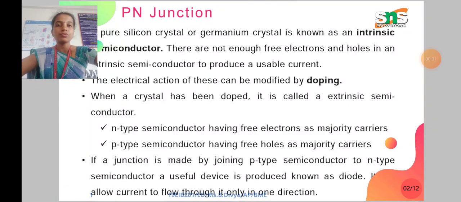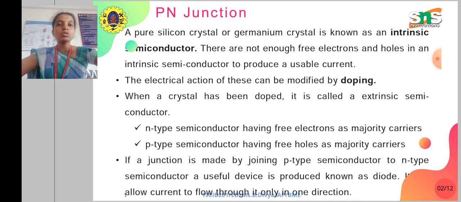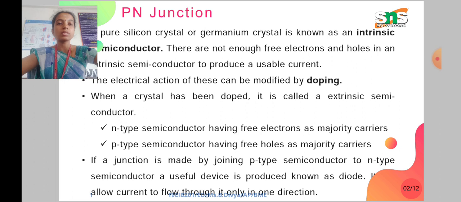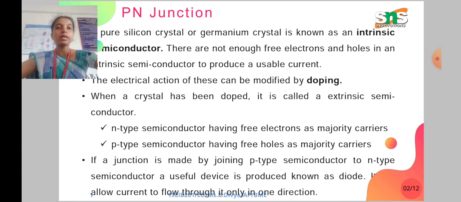In this video, we are going to see about the PN junction diode. A pure silicon crystal or germanium crystal is called an intrinsic semiconductor. There are not enough free electrons and holes in the intrinsic semiconductor to produce a usable current.